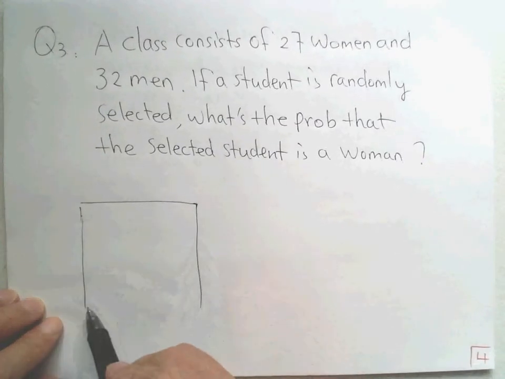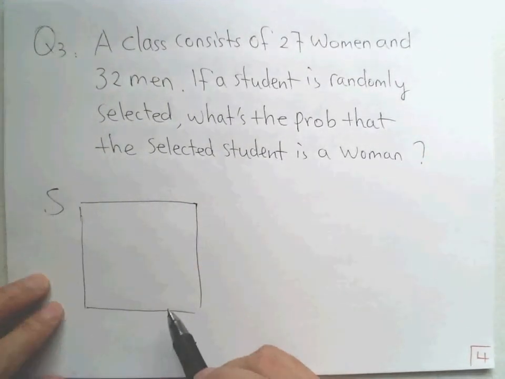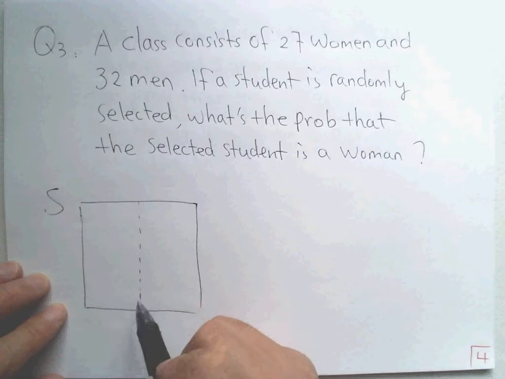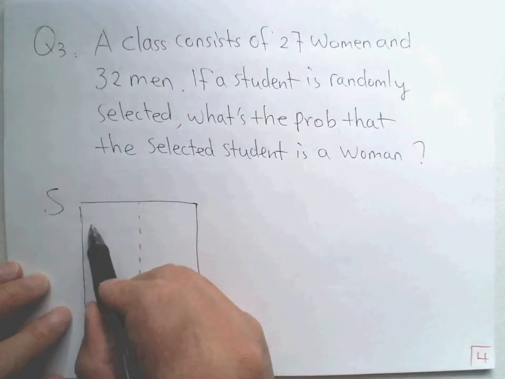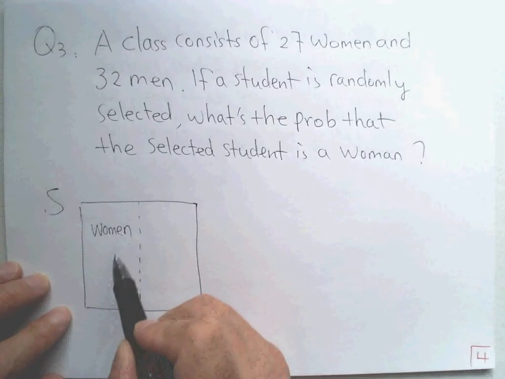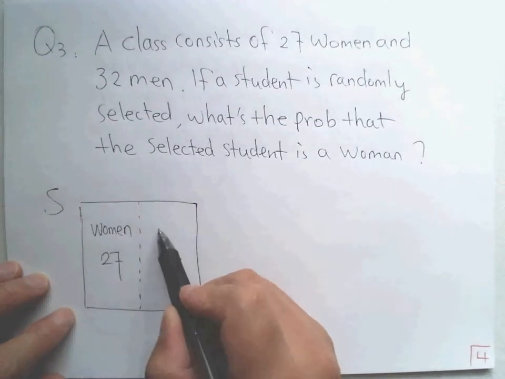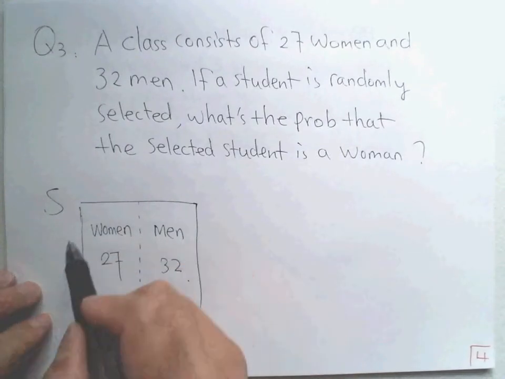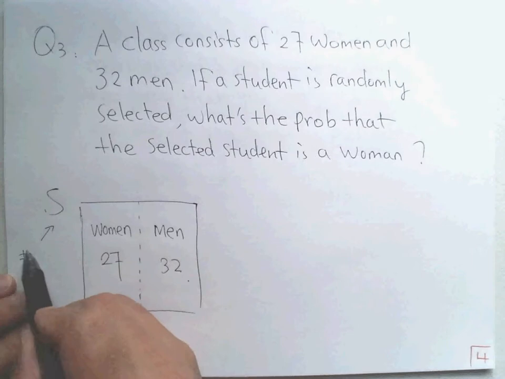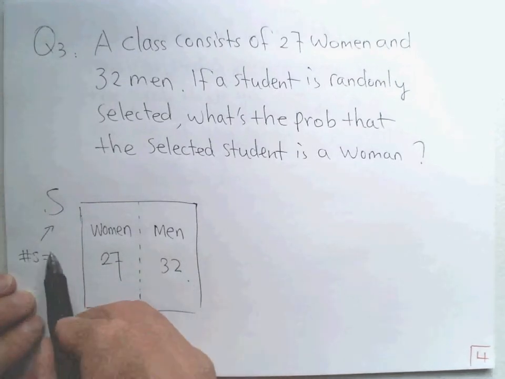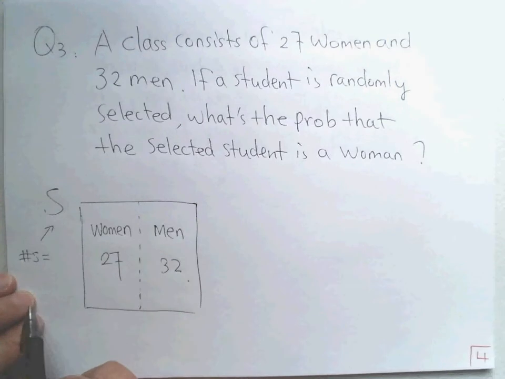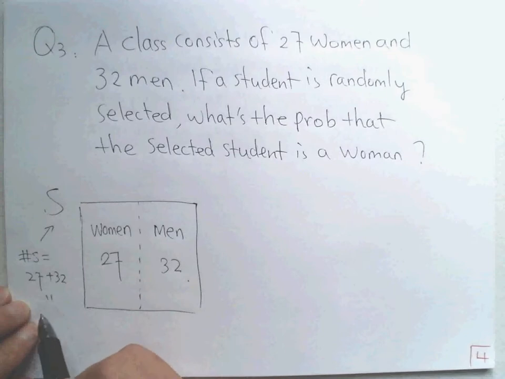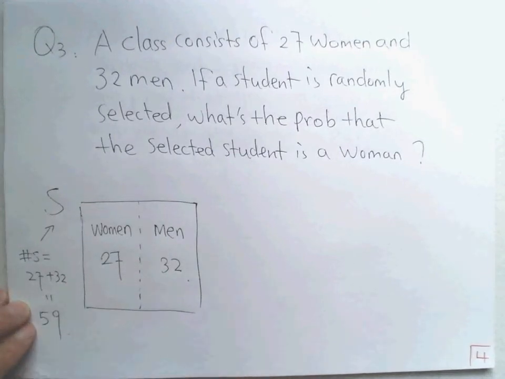Look at this, I do this. If I say the total sample space is S, how many? We have 52, right? If we cut it into 2, we can say women is here. How many? 27, right? If this side is men, how many? 32. So first we look at the total number in the sample space. Add them together: 27 plus 32 equals 59. This is the first number we need.